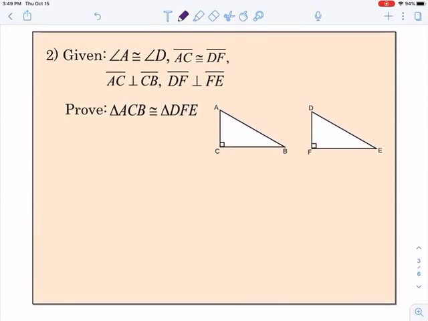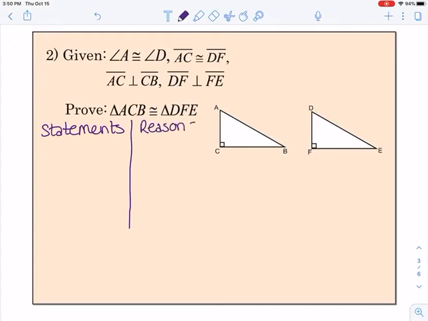For example number 2, we have angle A is congruent to angle D, and AC is congruent to DF. We are also told that AC is perpendicular to CB and that DF is perpendicular to FE, and we want to prove the 2 triangles congruent. So again, I'm going to set up my statements and reasons.